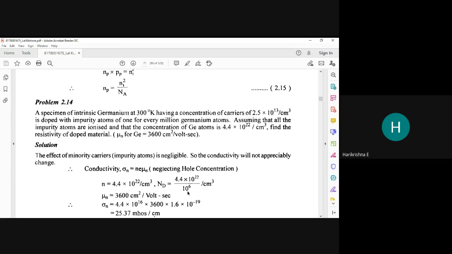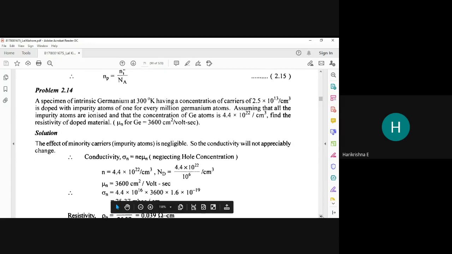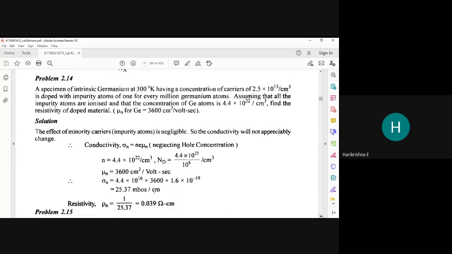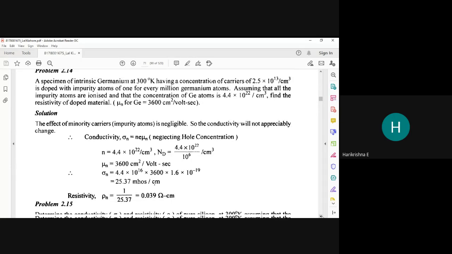Have one impurity is added. So ND will be 4.4 into 10 power 22 by 10 power 6, and you'll get that answer. Mu n is already given to you. So substitute that, you'll get conductivity. Resistivity is equal to 1 by conductivity.